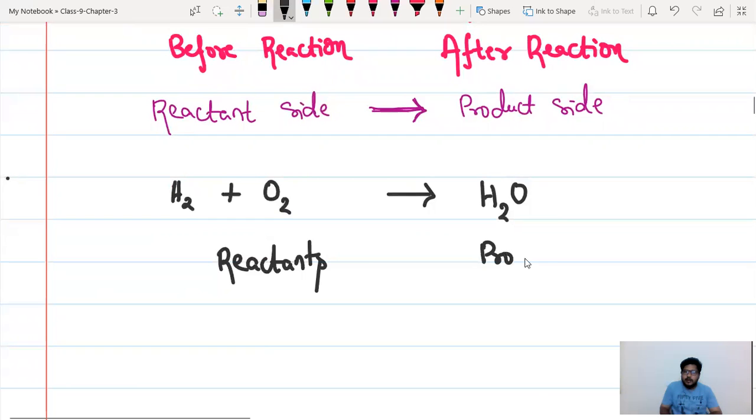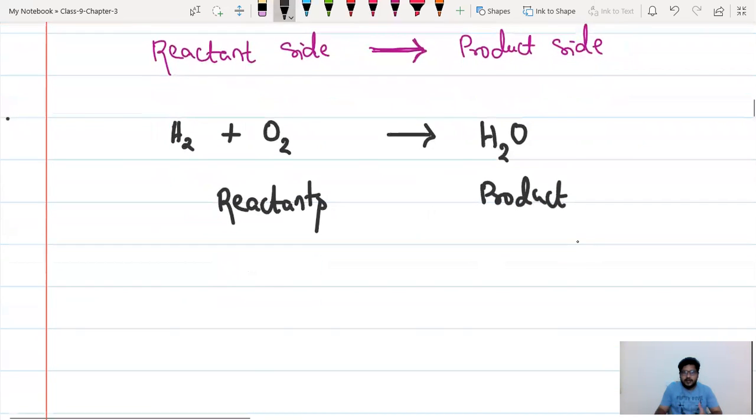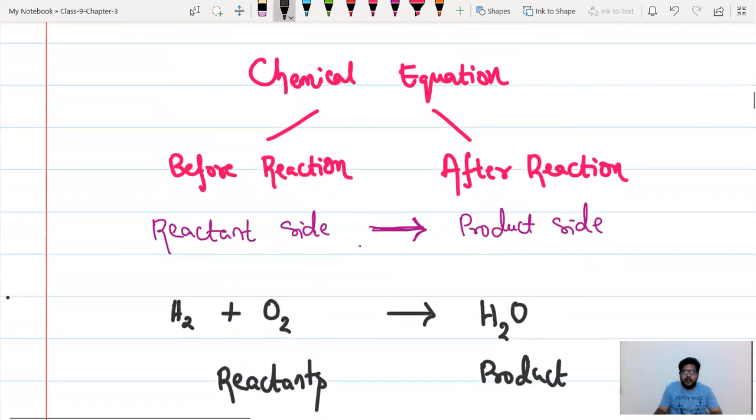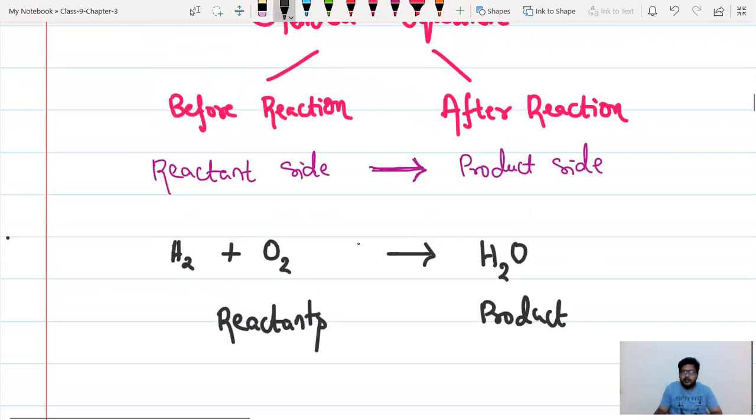H2O is known as product. Guys, if you have more than one thing, we can go with the plural form, like products. That is it. Now, you have some idea. Now, in a chemical equation, there will be two parts: the before reaction part and the after reaction part.